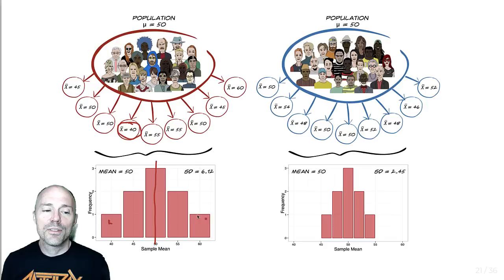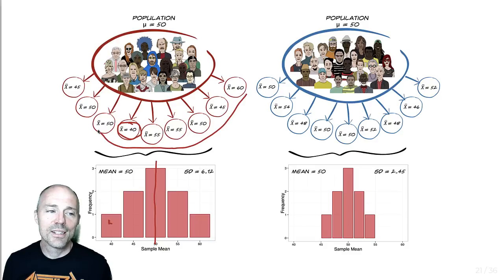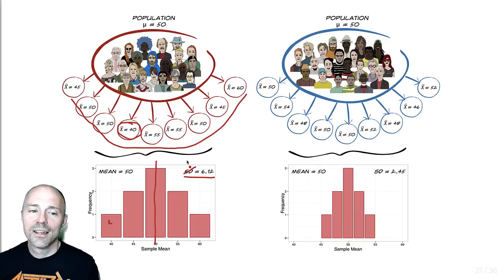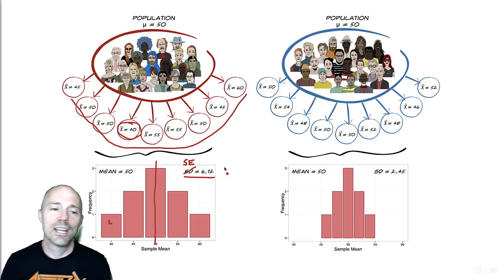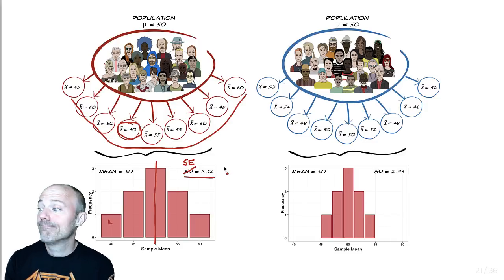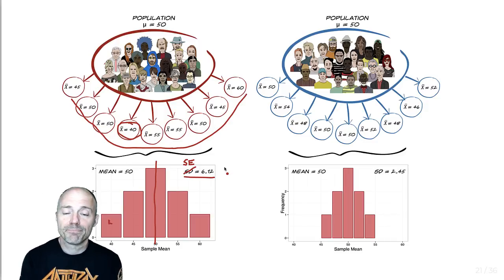If we look at the spread of these values across all these samples, it's 6.12. And again, because this is a sampling distribution, this is actually referred to as the standard error, not the standard deviation. So 6.12. Estimates are fairly spread out.